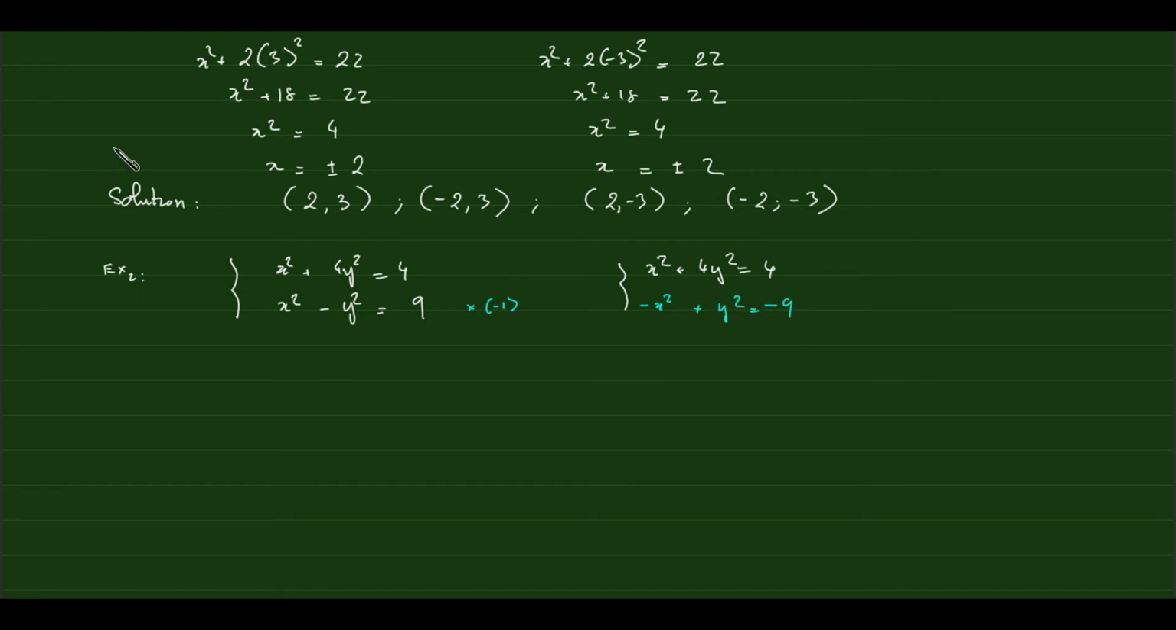And what do we have over here when we add them up? It gives you 5y squared equals -5. So y squared equals -1. So y is equal to plus or minus i, right?